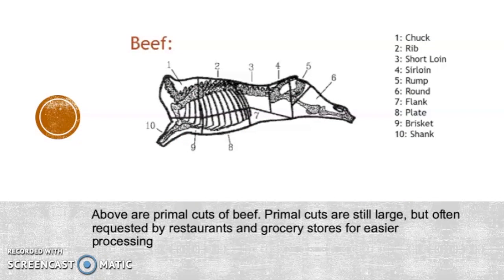Above are primal cuts of beef. Primal cuts are still large, but often requested by restaurants and grocery stores for easier processing. Primal cuts are then separated out into retail cuts, which vary in tenderness. Less tender cuts need to be braised or stewed. Medium tender cuts should be cooked by moist heat, and tender cuts can be roasted, broiled, or fried.